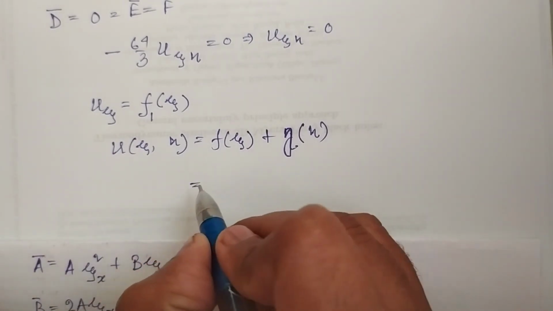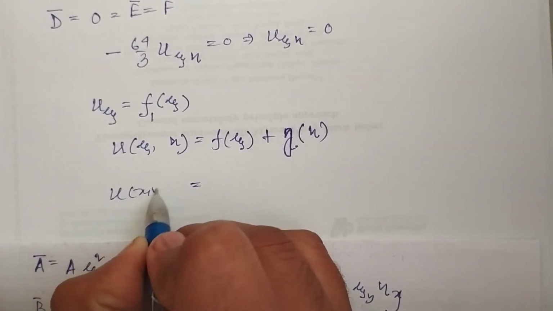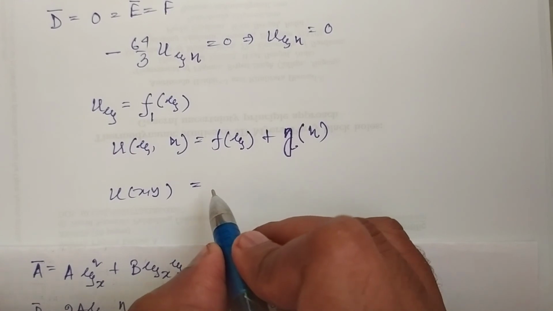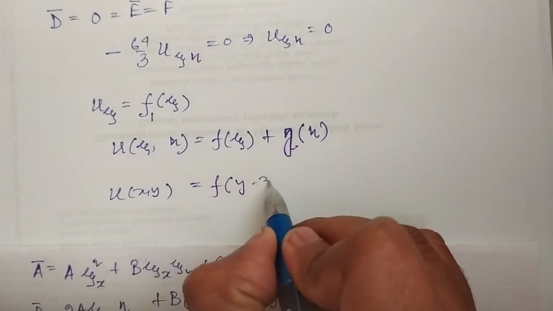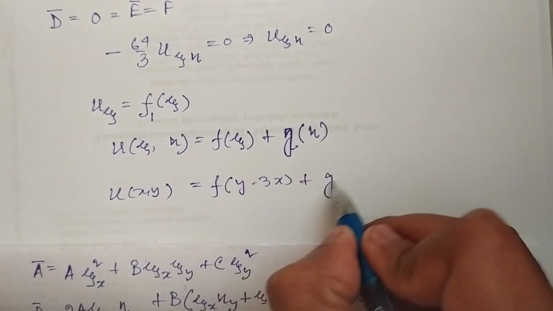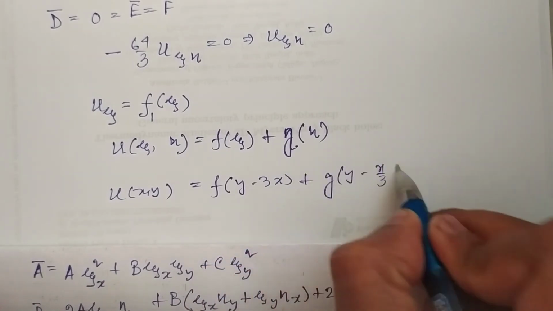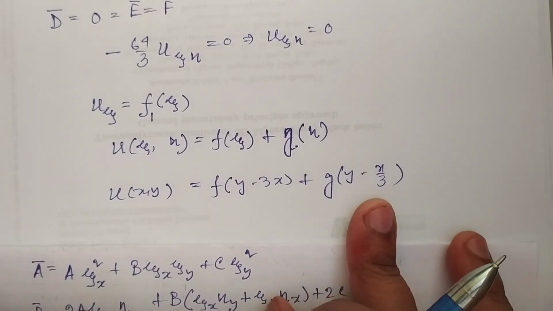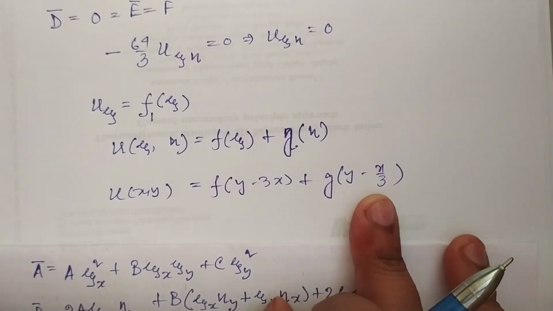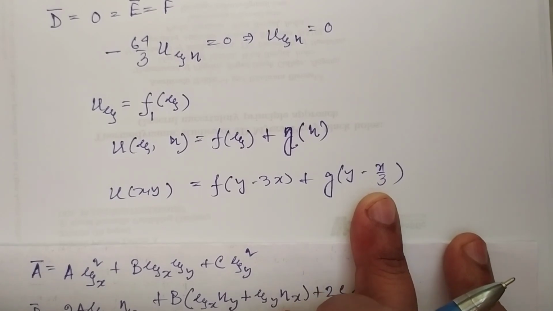So if you write in terms of x and y, then this turns out to be f of y minus 3x plus g of y minus x over 3. Simply we have solved this differential equation. In the next class we will start with the canonical form for parabolic equations and canonical form for elliptic equations.